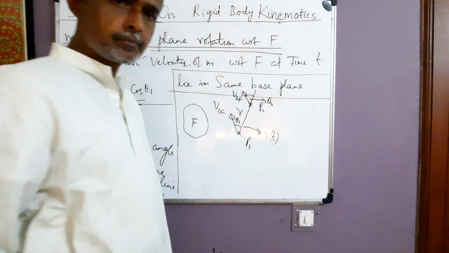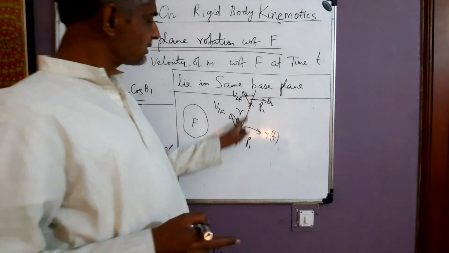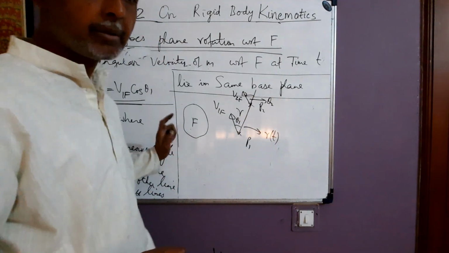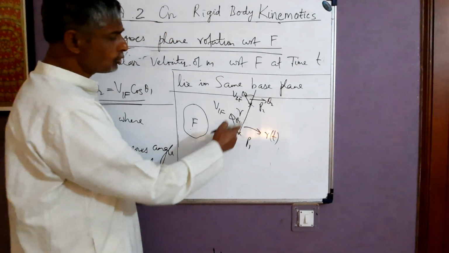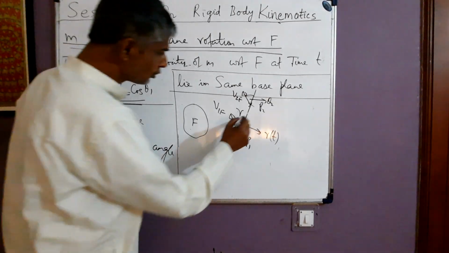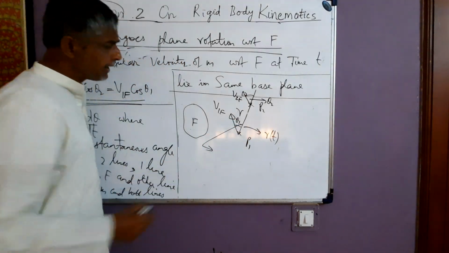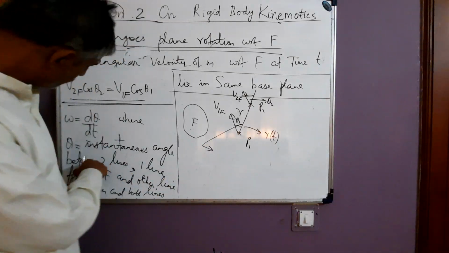r changes. Only one restriction we are applying: P1 and P2 are always confined to move in the same plane as seen from F. But the separation need not be constant. The orientation of line P1P2 as seen from F changes. So here also, if we want to find the angular velocity of this line P1P2, we can use the definition of the second proof which I just now stated.